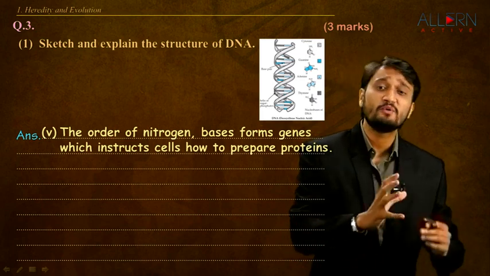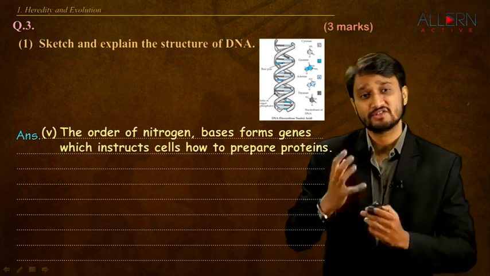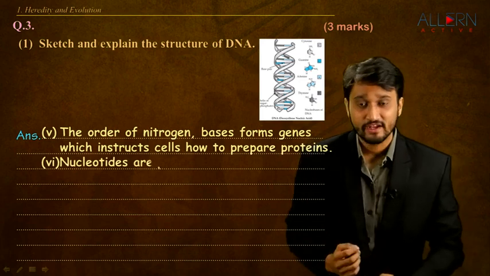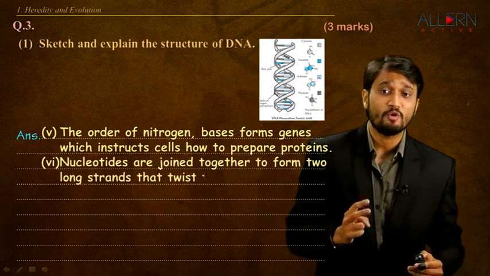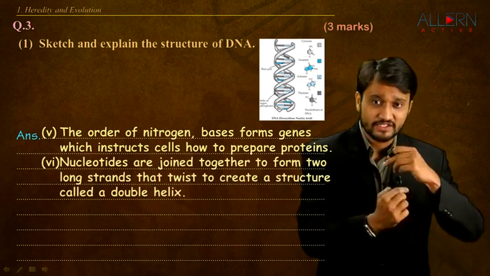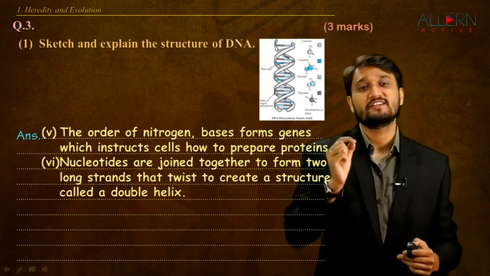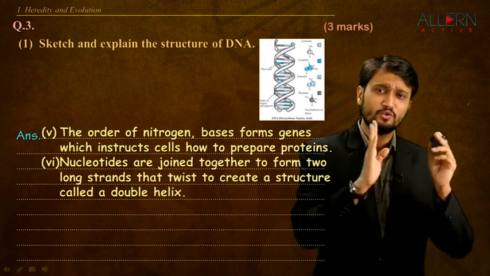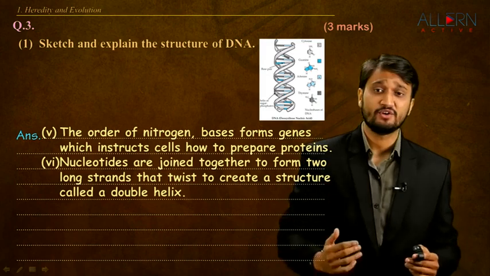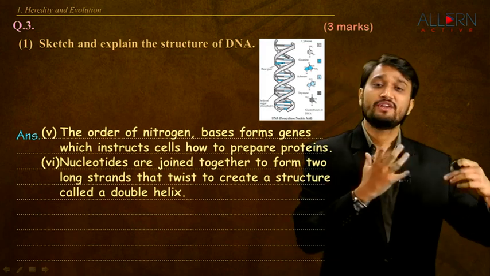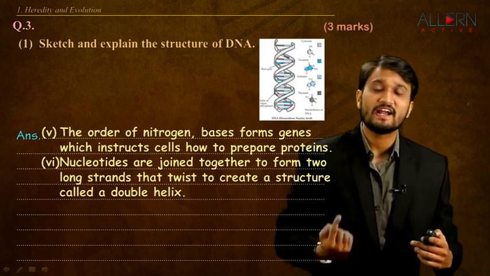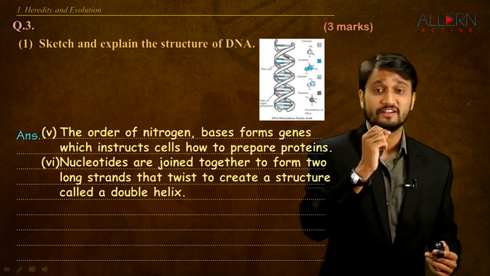Then in the next point we'll talk a little bit about the double helical structure that we've already seen in the diagram. Nucleotides are joined together to form two strands that twist to create a structure called a double helix. So there are two strands; DNA is double stranded, as we already know. They intertwine around each other and form a twisted ladder-like structure called the double helical structure.